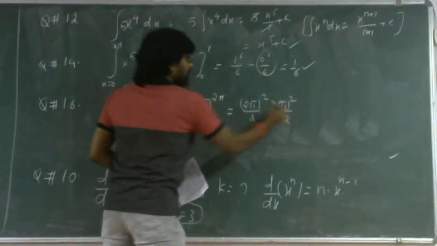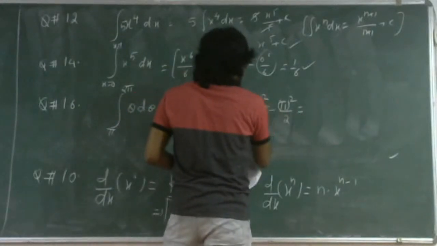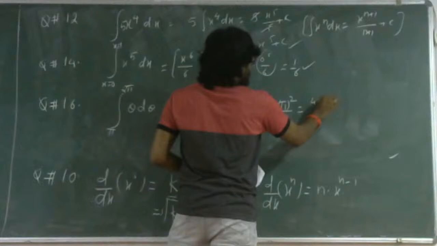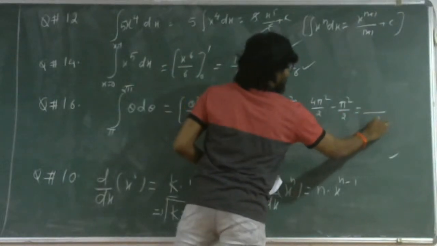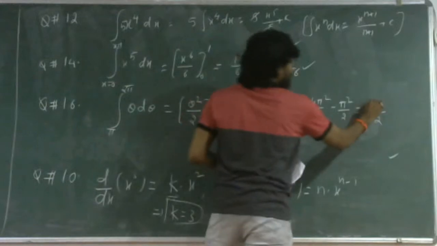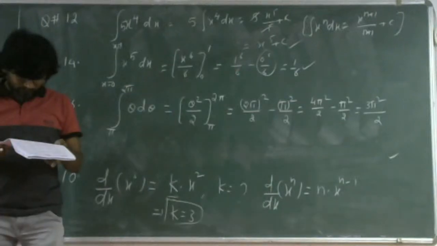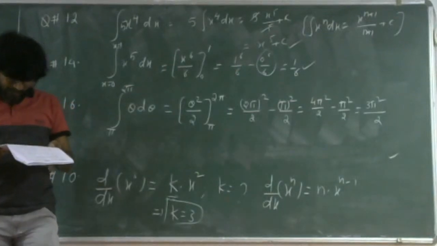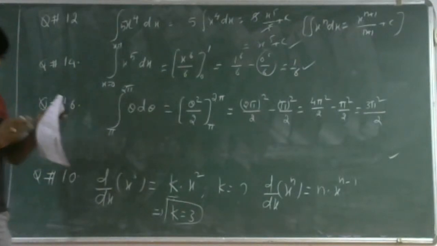What will you get? 2 pi whole square is 4 pi square by 2 minus pi square by 2. So 2 is common: 4 pi square minus pi square, 3 pi square by 2. Is there any such option? Right, that's it. Next, question number 18.